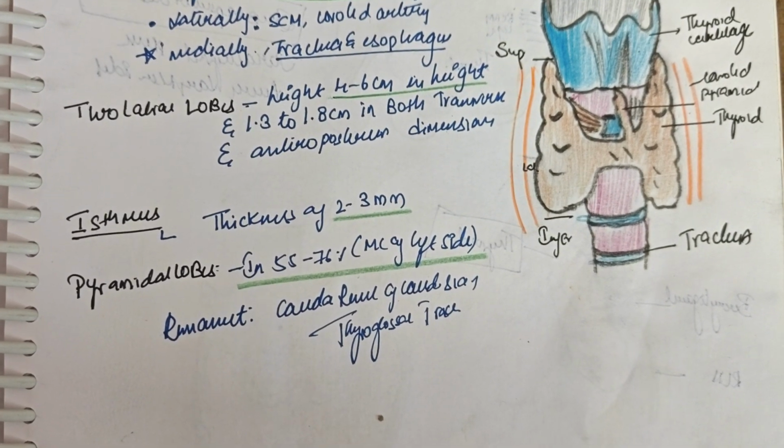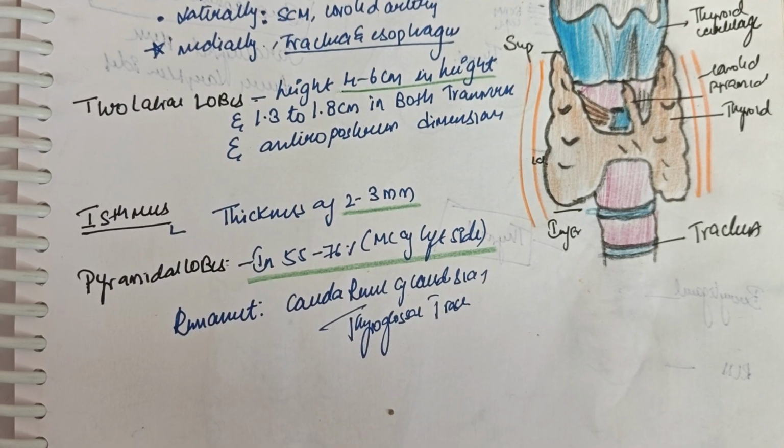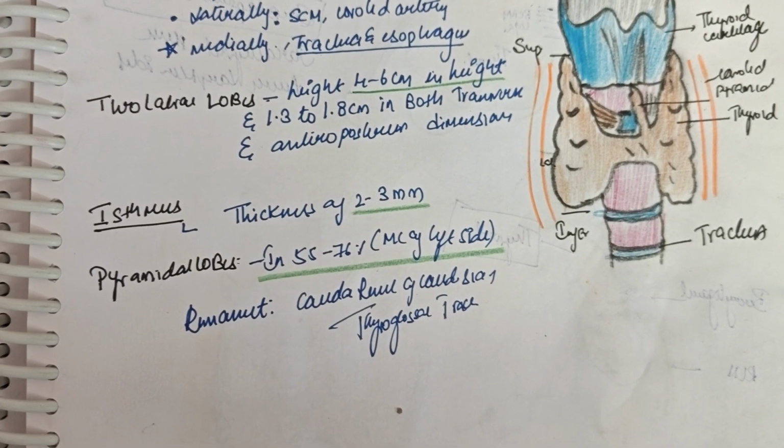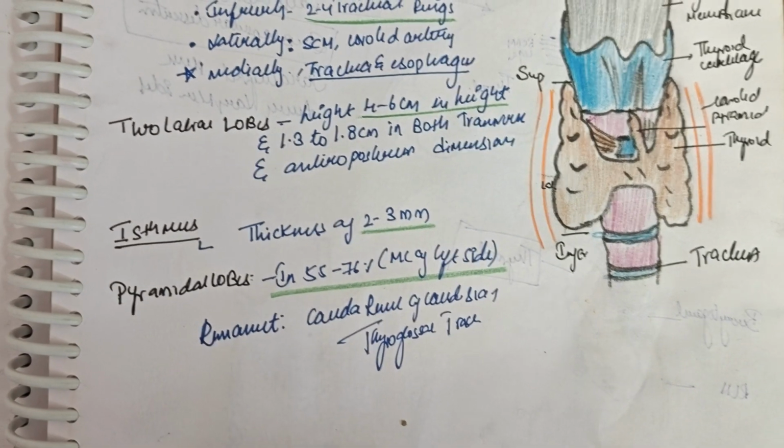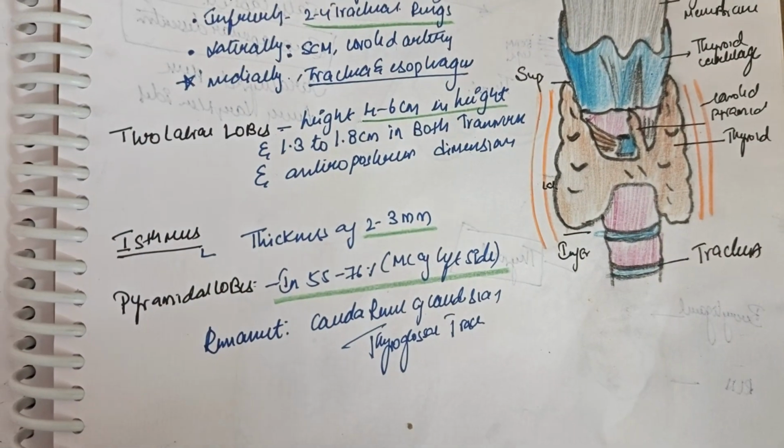Now, what is a pyramidal lobe? We'll be discussing it in detail. The pyramidal lobe is a caudal remnant of the thyroglossal tract. That's all in this session. We'll discuss the rest in the next session.